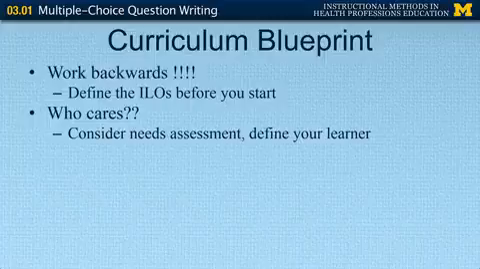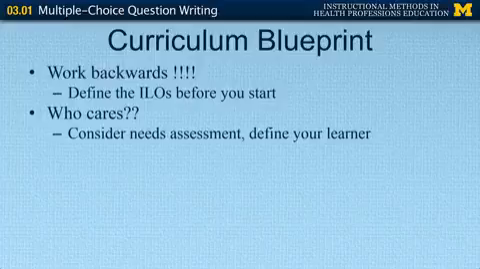Once you know where you're headed, then you can figure out why you're doing it and what to do. So the first question is, well, really, who cares what you're trying to teach? And so you may want to consider doing a needs assessment. Is this something that people want to learn or need to learn? And then the important thing is to also define your learner. Are we talking about novices? Are we talking about experts? Are we talking about a global audience? That helps define which way you want your curriculum to go.